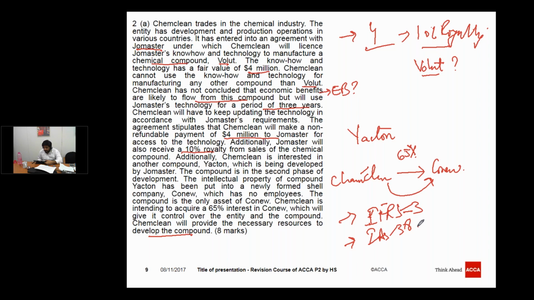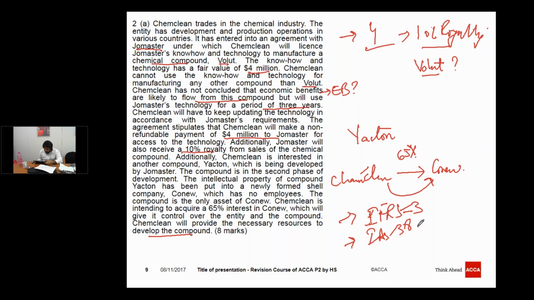The probability of the future economic benefits will actually be associated with the fair value. Like if ChemClean is ready to pay some amount to Joe Master for the license, it shows that ChemClean is expecting some future economic benefits, therefore it is purchasing the license of Joe Master. So the license or the agreement should be recognized as an intangible asset. And further, when you prepare the product, finally you have to pay Joe Master a further 10% royalty from the sale of the chemical compound. This royalty should be considered as an expense for ChemClean and as income for Joe Master.